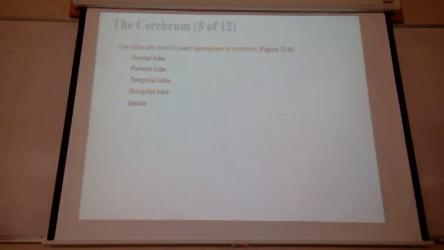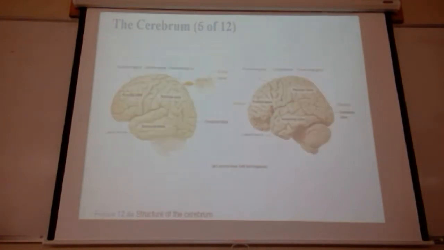Five lobes are found in each hemisphere of the cerebrum. You have the frontal lobe, the parietal lobe, the temporal lobe, the occipital lobe, and the insula. The insula is not shown on this particular picture. It will show up here in just a moment because it's deep within the brain. But here's the frontal lobe, parietal lobe, the occipital lobe, and the temporal lobe.